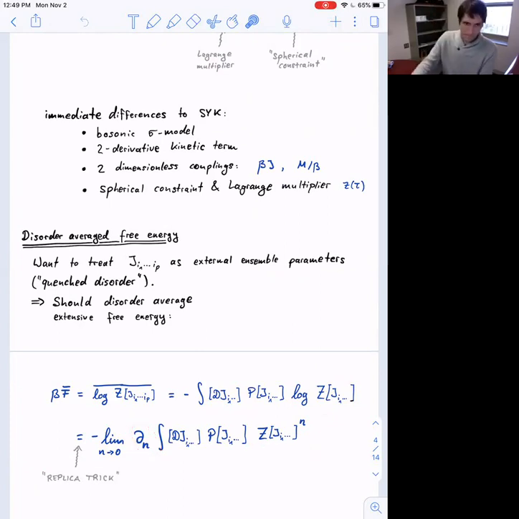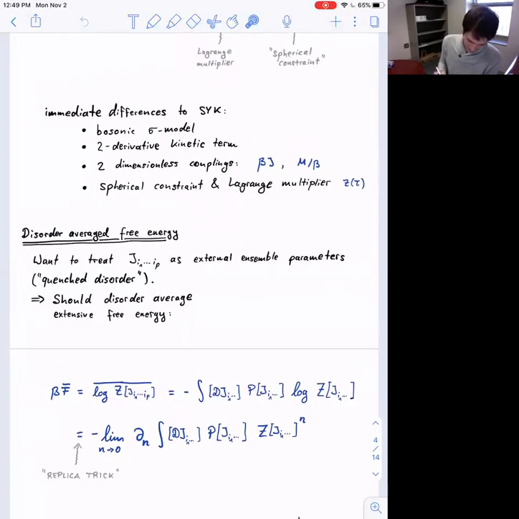Some people in the audience are probably more familiar with the replica trick in the context of entanglement entropy. This is morally very similar. I guess the main difference is that we take n to zero in the end. If you're used to thinking about sheets being glued together in entanglement entropy computations, we're not doing that here. We're just having separate instances of Z, and we need to compute Z to the n and disorder average that. As usual, we're going to assume that n is an integer first and then do an analytic continuation later.